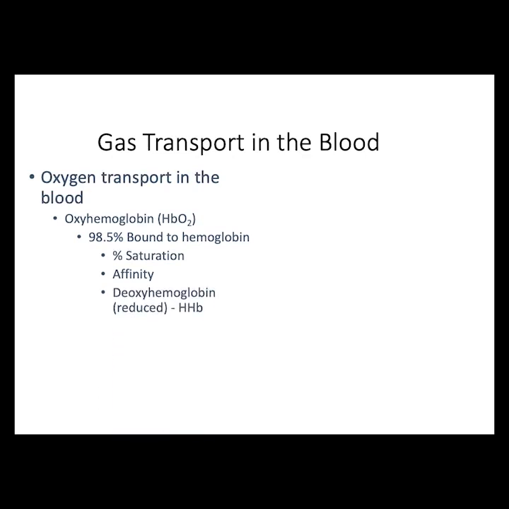Hemoglobin that does not have oxygen bound to it is called deoxyhemoglobin or reduced hemoglobin. The abbreviation Hb is used to designate deoxyhemoglobin. Since 98.5% of the oxygen being transported in the blood is bound to the hemoglobin, that leaves 1.5% of the oxygen being transported dissolved in the plasma. You will need to know these percentages.